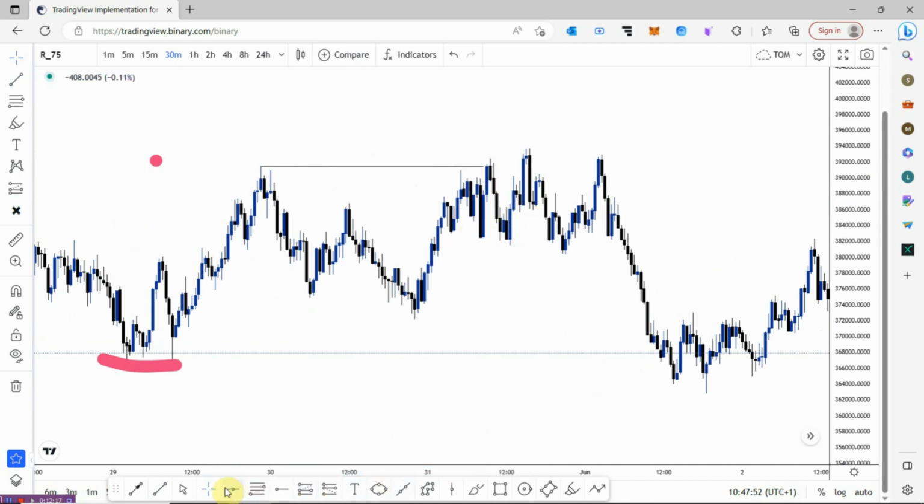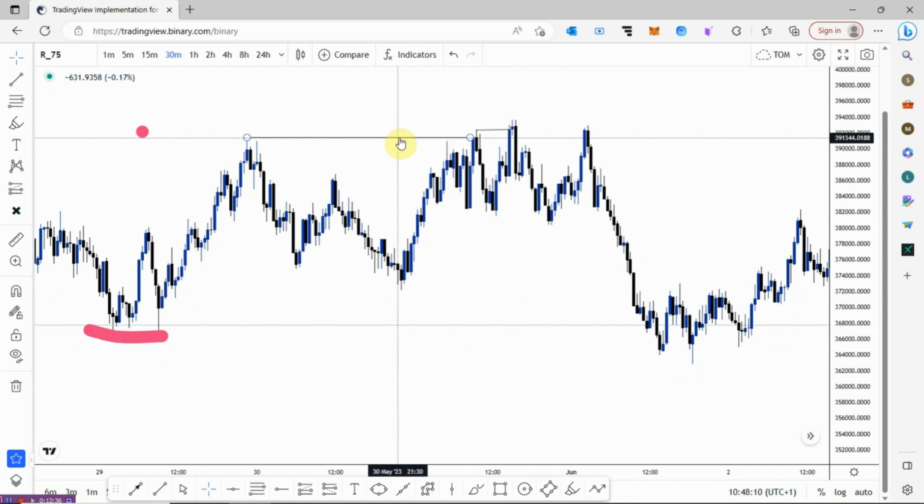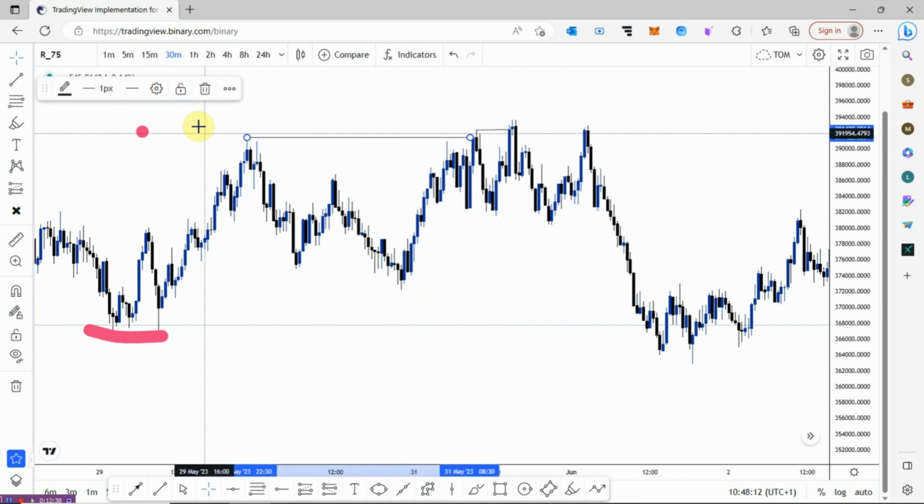And then we had another one over here. The same thing happened. The body of the candlestick never closed above. What closes above is just the wicks. So in that sense, we call this a sweep of liquidity. So I'll mark here X.